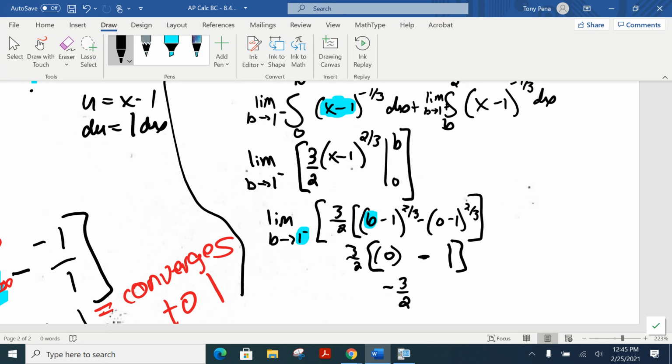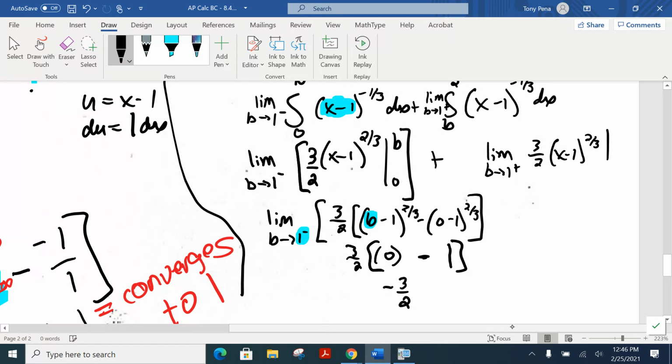So bad news with that is we still got a second part of this problem that we now need to finish off because that one worked. So now this one, we want to figure out what happens as we approach the 1 from the right-hand side. We already know our antiderivative, so that's easy. It's 3/2 x minus 1 to the 2/3. But now we're going to go from b to 2.